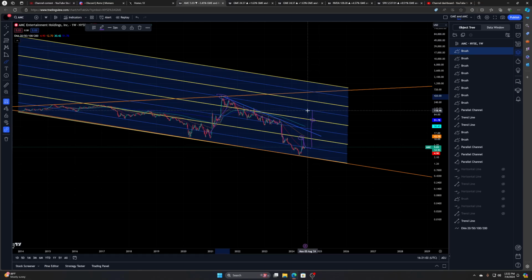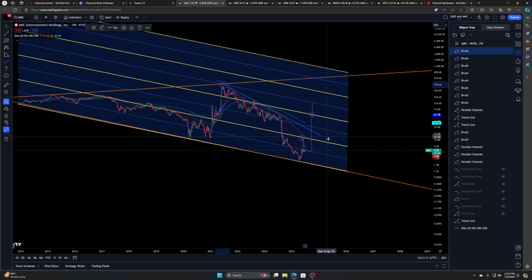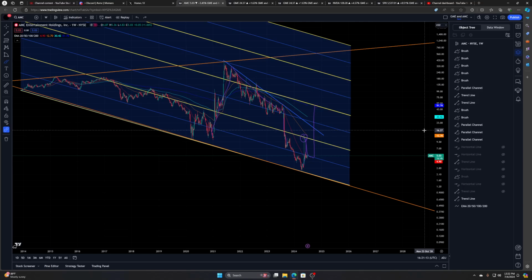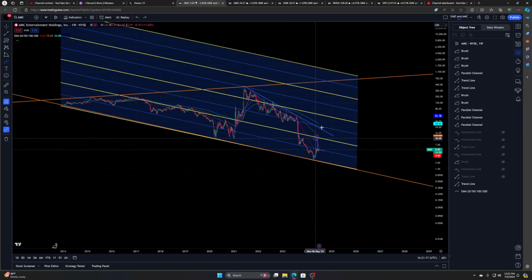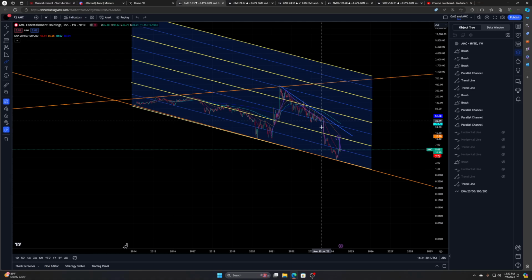Let's say if it happens sometime in July or August, we'll say August, that would be around $120. Now, I obviously don't know when this is all going to occur, so I'll have to update you guys, but those are targets that I'm identifying in AMC's history.